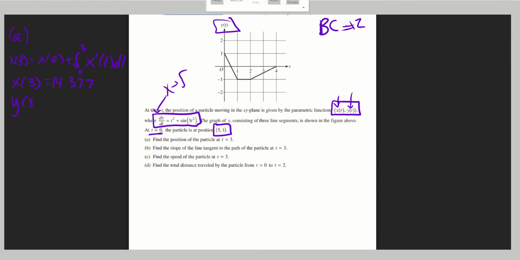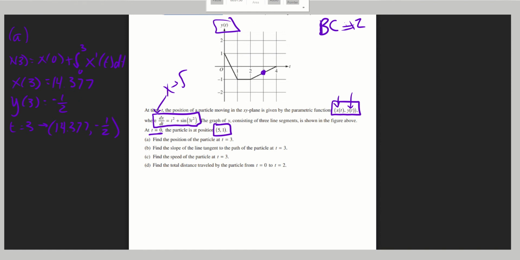Now y of 3 is a whole lot easier because this is your y graph. So y of 3 is right there, it's negative 1/2. So if we want the position at t equals 3, our x coordinate is 14.377. Our y coordinate is negative 1/2.